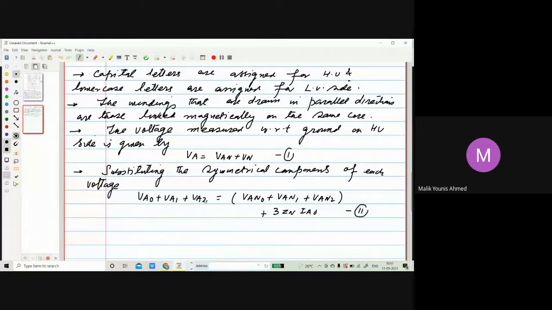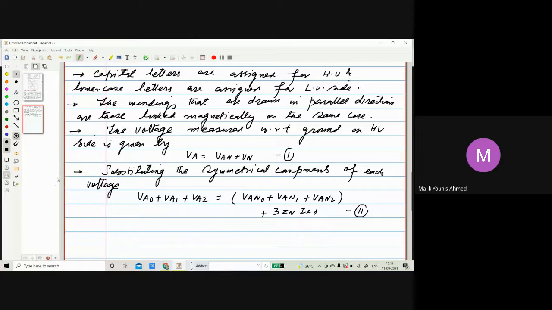So what we have done, we have changed this into the symmetrical components of the respective voltages, and only the neutral voltage, we know, is equal to 3 multiplied by the zero sequence current. That is 3 into impedance multiplied by the zero sequence current.